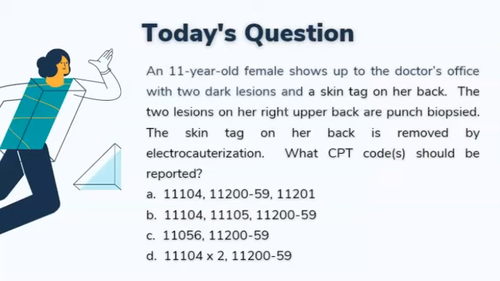Here are the letter choices. Letter A, 11104, 11200-59, and 11201. Letter B, 11104, 11105, and 11200-59. Letter C, 11056, and 11200-59. Letter D, 11104 times 2, and 11200-59. What CPT code or codes should be reported?